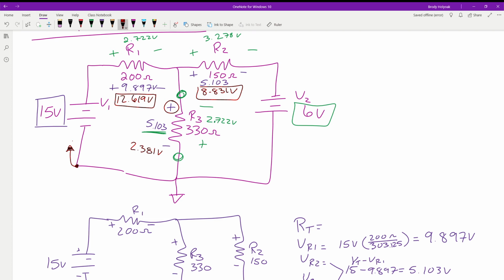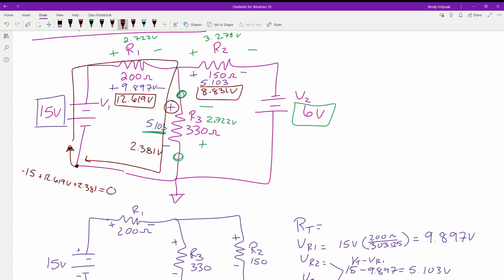So if we were to come up here and check this, looking at the voltages, the first thing that we're going to run into is a negative 15. Then we're going to run into plus 12. Then we come down here, we run into a plus 2.38. And that gives us a net of what? 0.